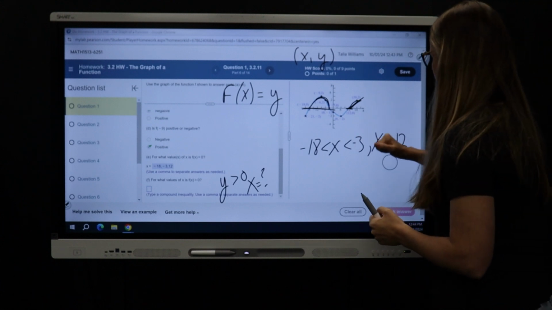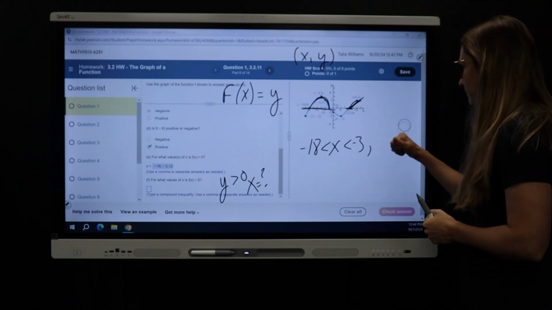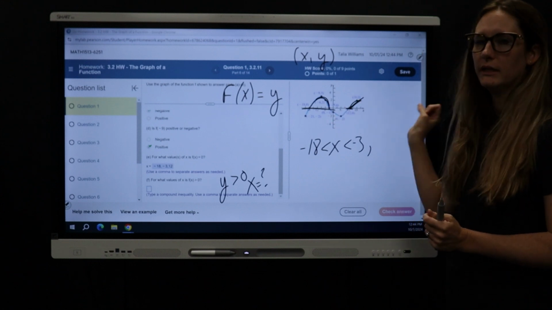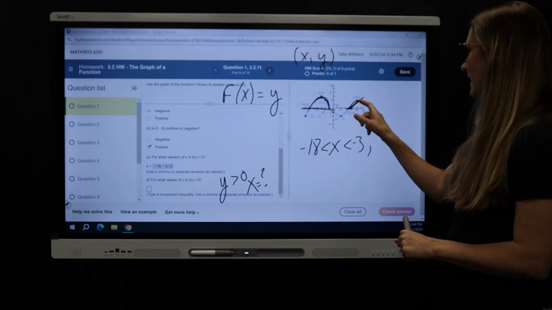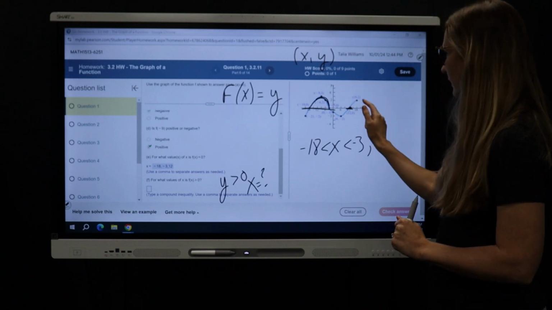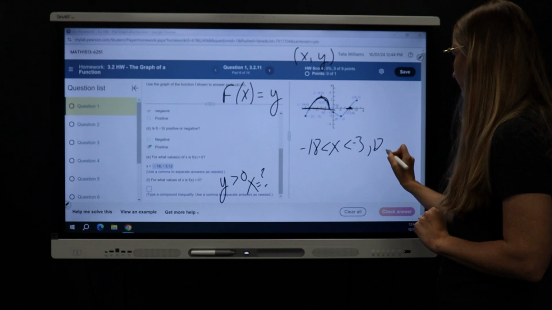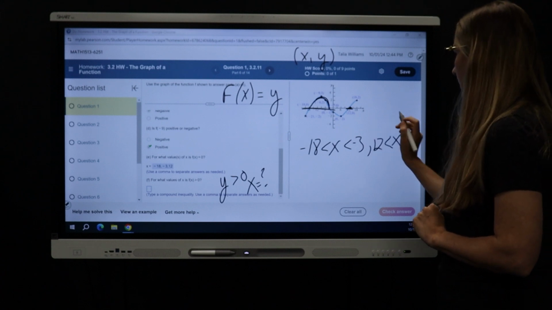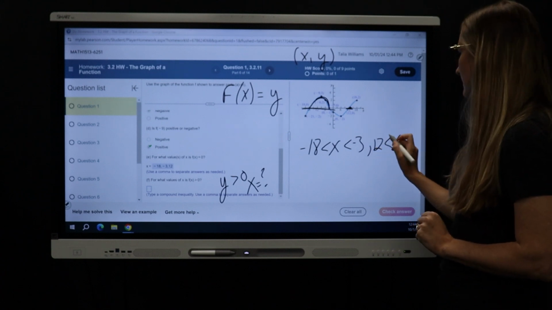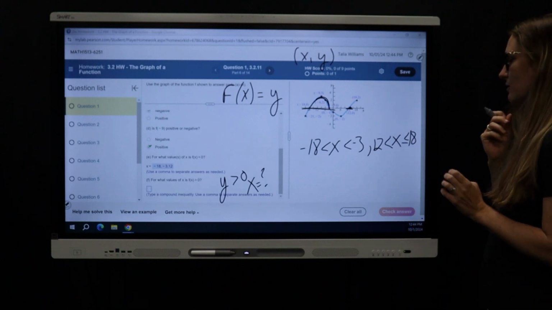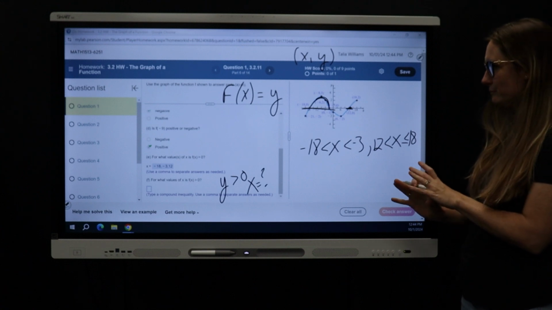Okay. If this graph kept going forever, it would be x is greater than 12. Since it has this endpoint right there, it's going to be another one of these. We're going to have 12 is less than x, but right here we equal 18, and it's above it. So these are our two inequalities.